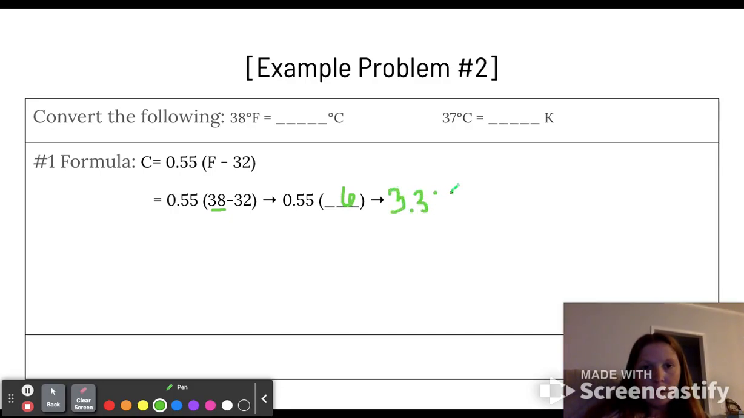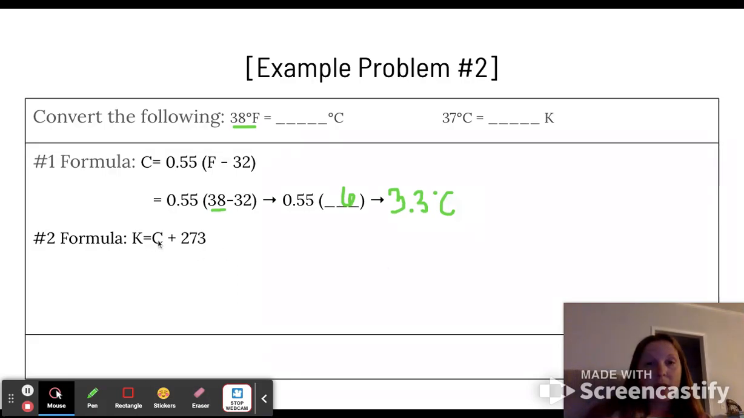3.3 degrees Celsius, which should make sense because if we're looking at 38 degrees Fahrenheit and 32 degrees is freezing, we are not far above freezing. Well, for Celsius, freezing was 0, and we're at 3.3, so we're not far above that either. Great. So now let's look at the next one, which is Celsius to Kelvin.